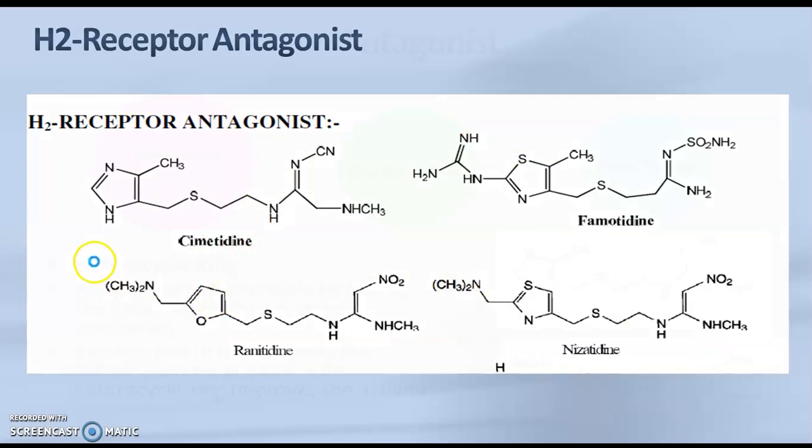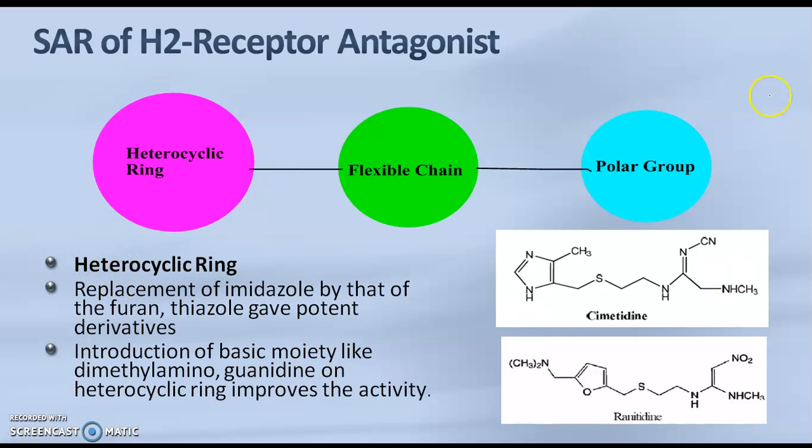Now we are talking about the SAR part. You can see that all four structures can be divided into a heterocyclic ring, the middle flexible side chain, and the last terminal portion, or polar group. So we'll see the SAR of the drug in this way. First we'll see the SAR of the heterocyclic ring.